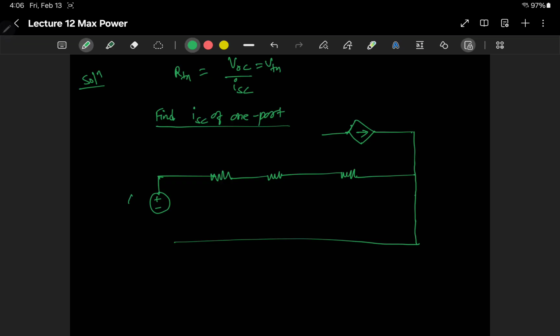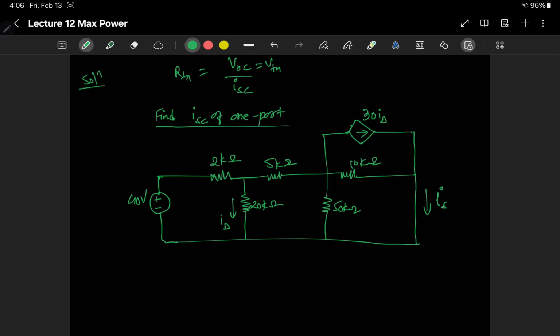So plus minus, this was 40 volts. We had another resistor here. This was 2 kilo ohms. This was 20 kilo ohms, and the current source 30 I delta was dependent on the current I delta here, and we had another resistor of 50 kilo ohm here, 5 kilo ohm here, and 10 kilo ohm here, and then the 140 ohm we had here is no more here because of the short circuit. And let's say the short circuit current is ISC.